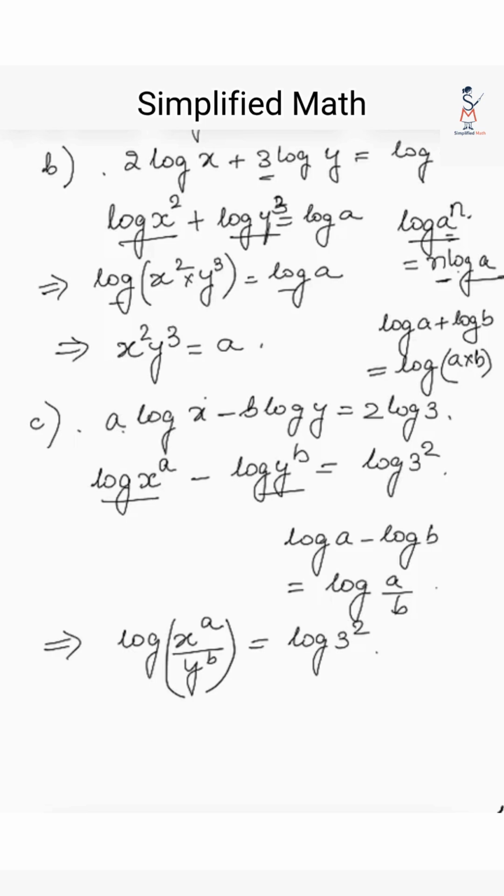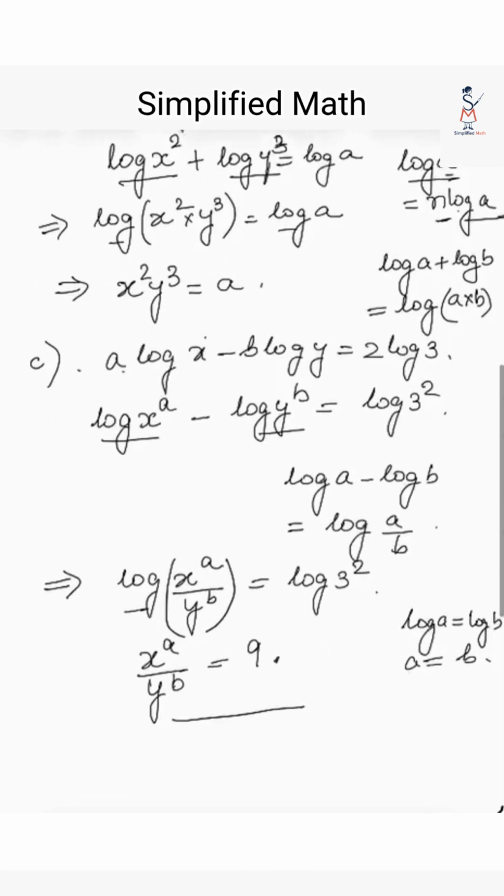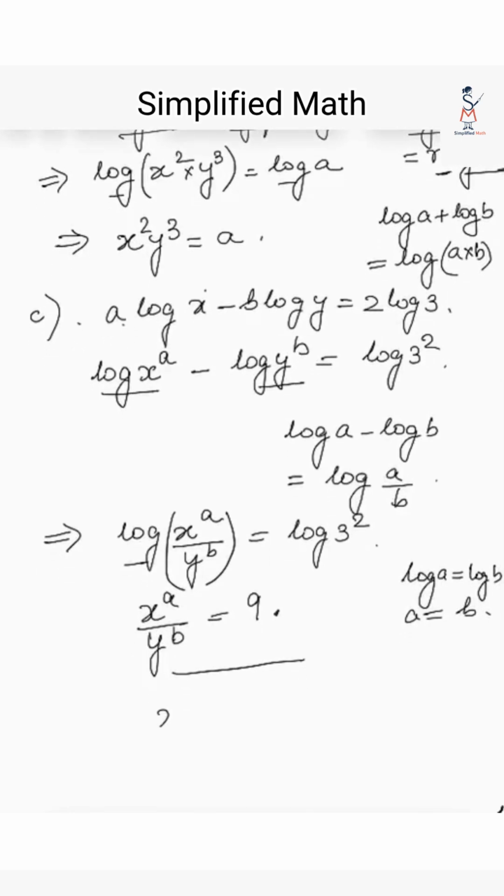Now we also know log a is equal to log b, then a is equal to b. That means x raised to the power a by y raised to the power b is 3 square, that is 9. So again we got an expression which is free from the logarithm. You can even write it as, take y raised to the power b on the other side, it will become x raised to the power a is equal to 9 into y raised to the power b.